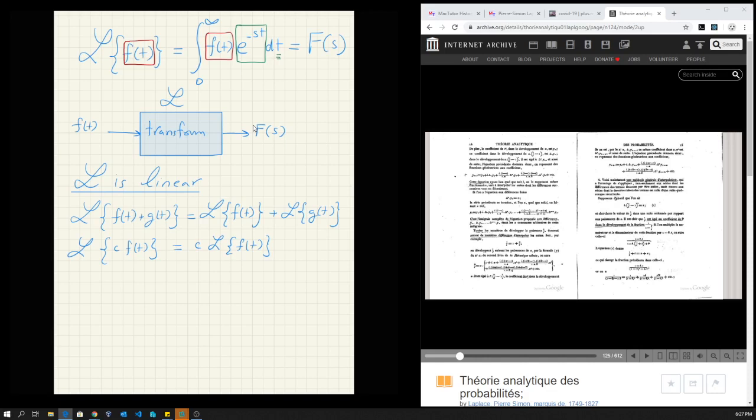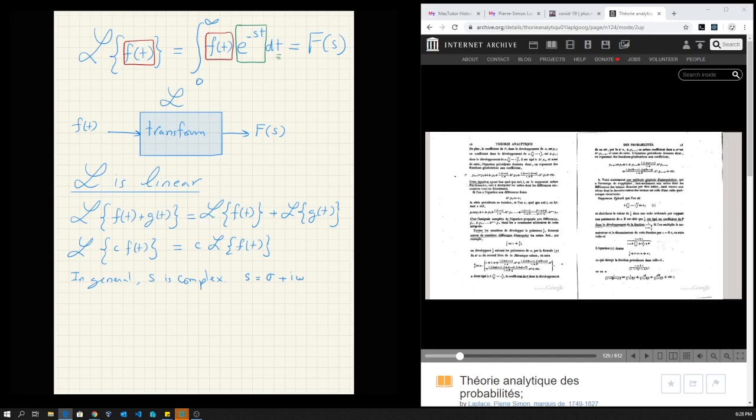The other interesting thing about the Laplace transform is this letter s. So what is this letter s? I still haven't told you what s is. In general, s is complex. Especially in engineering applications, s is going to be a complex number. So s is typically written as some number sigma plus i times some other number omega.